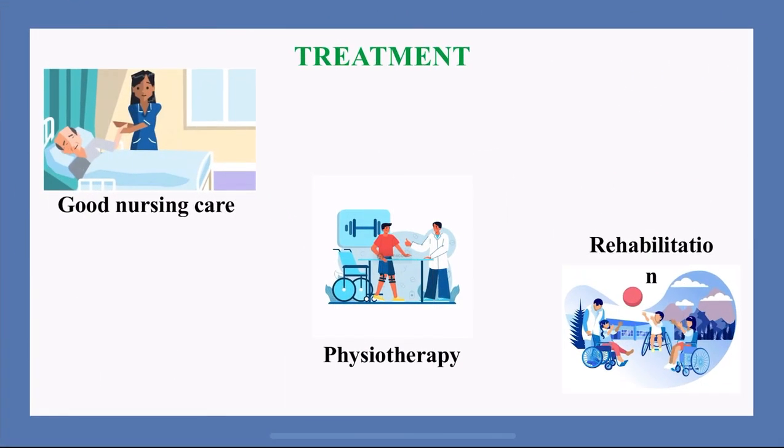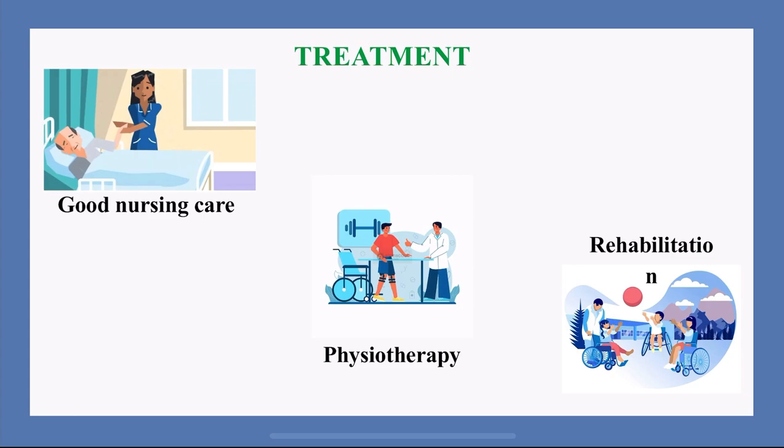Moving further to the treatment aspect, there is no specific treatment for polio. Good nursing care from the beginning of the illness can minimize or even prevent the crippling in the patients. Is it clear? Good nursing care from the beginning of the illness has to be given, so that we can prevent the crippling in the patients.